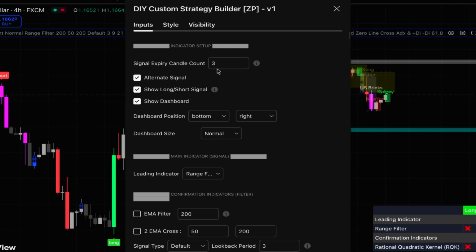For example, if the leading indicator is giving a buy signal, but at the same time confirmation indicators are not giving the signal, when it is set to 3 for this setting, the indicator will wait 3 more candles for the other indicators to give a buy signal. If all of them agree on the signal, a long position will be printed on the price chart. Otherwise, the signal is rejected and the indicator will wait for the next signal from the leading indicator.